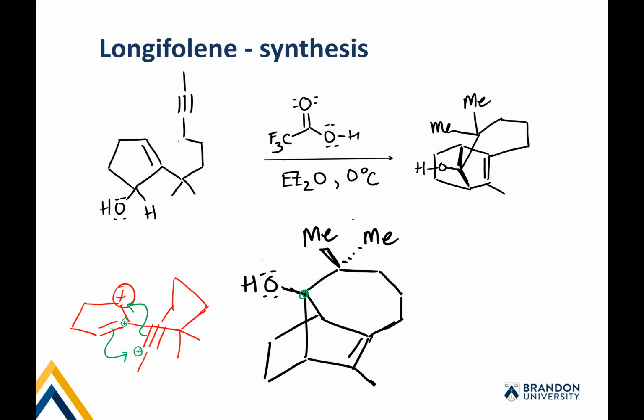So you've made all of the bonds of these two ring systems through this cationic cyclization. So it's a really neat reaction. So you generate an allylic carbocation, and then the triple bond attacks.